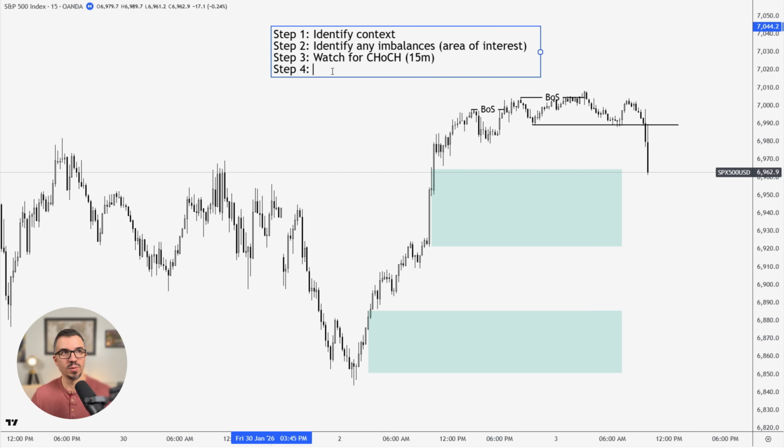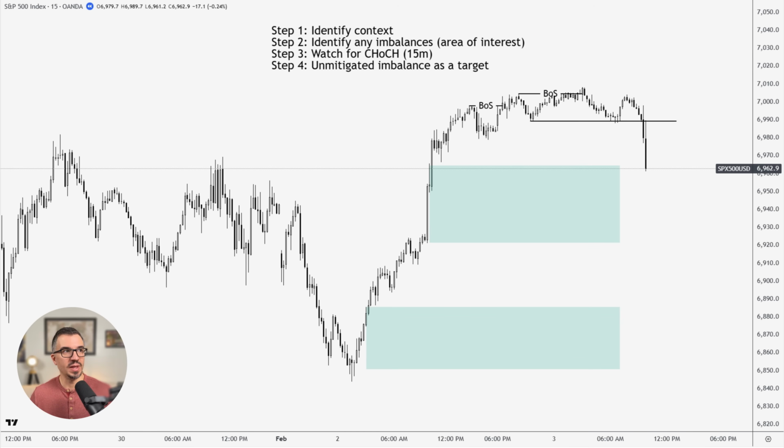It's part of our steps when we are swing trading SMC. So step number 4 is going to be an unmitigated imbalance as a target. In this case, we have these pockets right down here following this aggressive move up. We have this through here, and we have the change of character now taking place. Step number 4 is just to ensure that we have an area to target that makes sense.